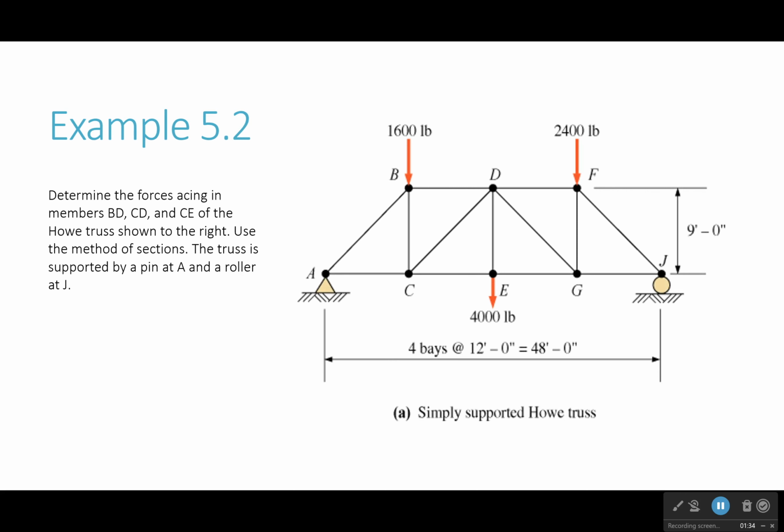Now, you see there's a whole bunch of forces. We're not going to get all of them. All it asks for is the forces at BD, so that's from B to D right here, CD, okay, and CE. Now, that seems like there's a pretty nice spot here to cut through. But we're not there yet. We'll get there eventually. First, what do we have to do? We have to solve for our reaction forces.